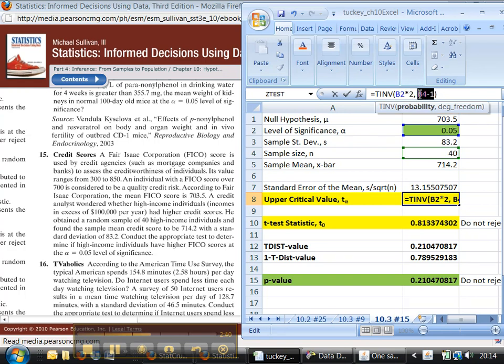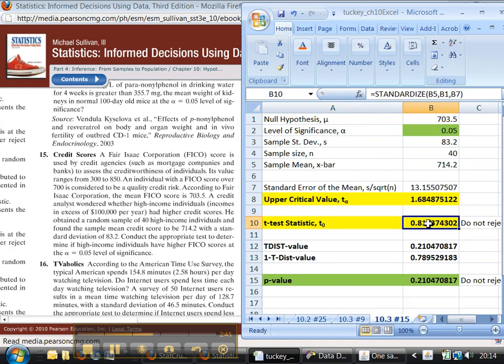And you still have to do n minus 1 for your degrees of freedom. Your test statistic doesn't change. Same formula. Isn't it great? Copying and pasting, I'm telling you, it's your friend. Standardize. There's x bar right there, the blue one, B5. There's mu right there, B1. And there's the standard error right there, s divided by the square root of n.